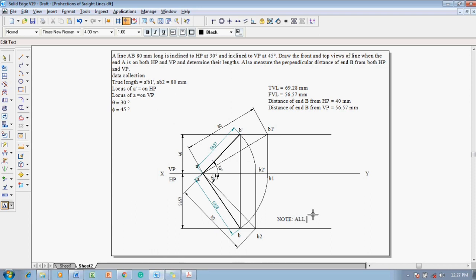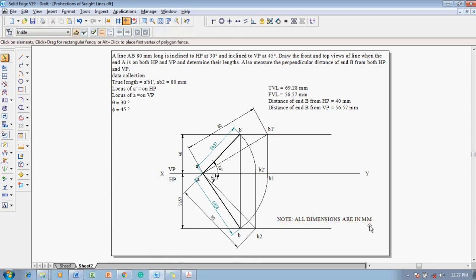What is the note? All dimensions are in mm. By this, one can state that the problem is completed in all aspects.